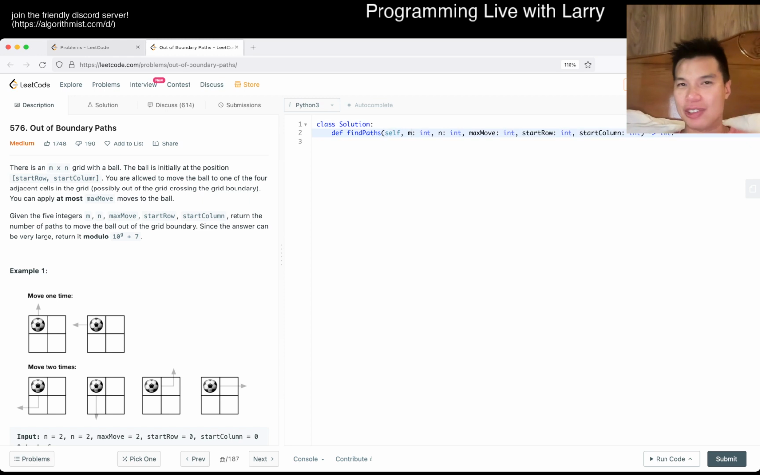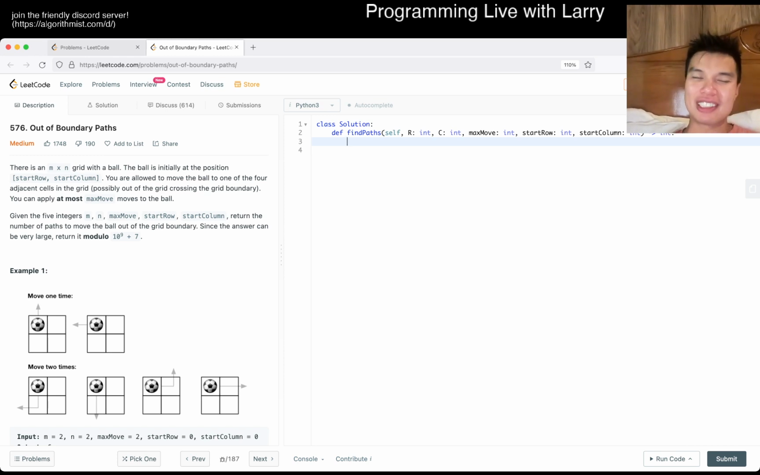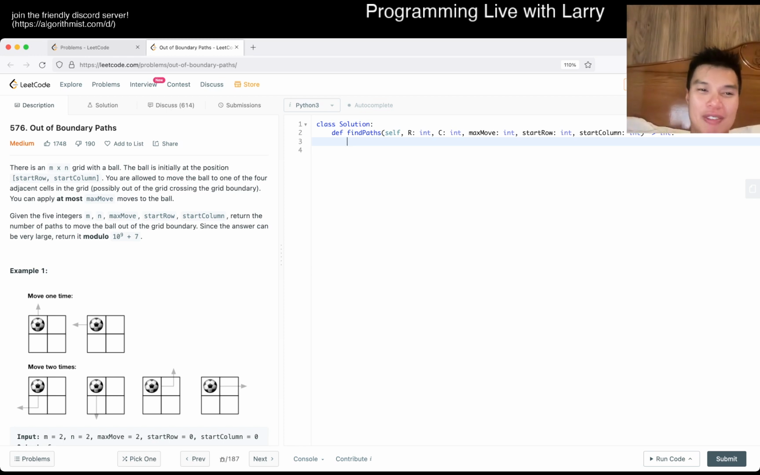If you're a long-time viewer, you know I like to use R and C for rows and columns. Back in the day I would write rows and columns, but now I'm just going with R and C because I'm lazy. Maybe in an interview you should write them out, just to make it clearer. M and n are such useless names. Also, there's a debate between m by n versus n by m, but with R by C, everyone's clear which one is which.